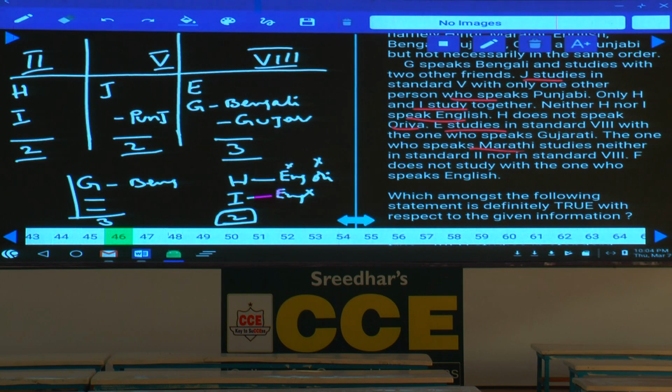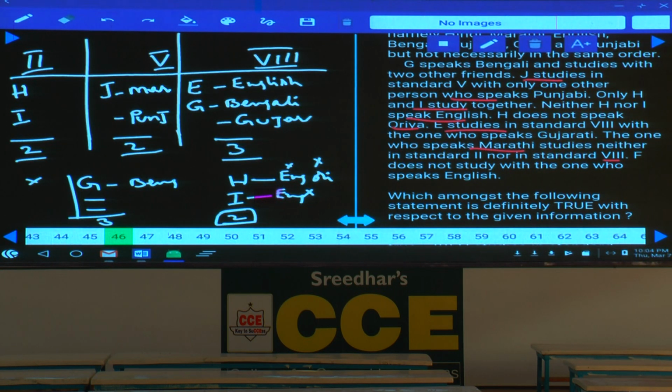The one who speaks Marathi studies neither in the 2nd nor in the 8th standard. So the Marathi speaker must be in the 5th standard, and he is none other than J. Now H and I cannot speak English. Who is the only person who speaks English? E speaks English.